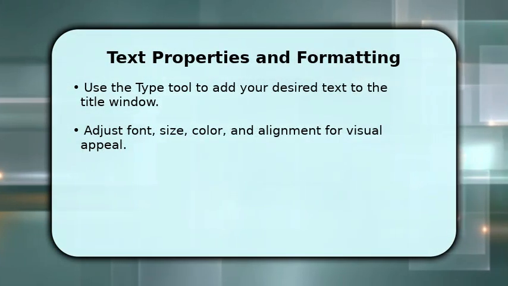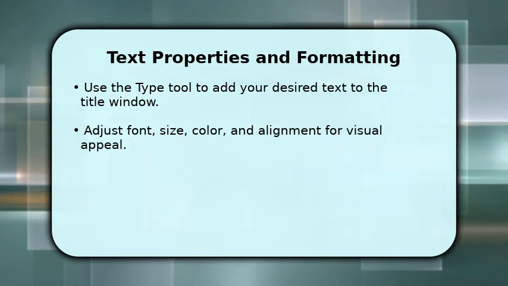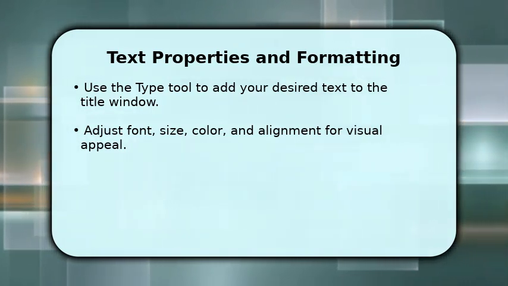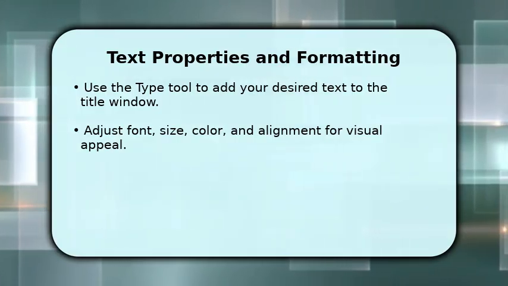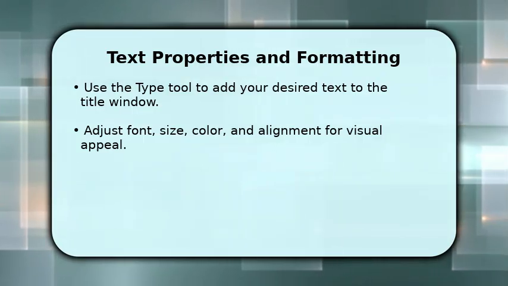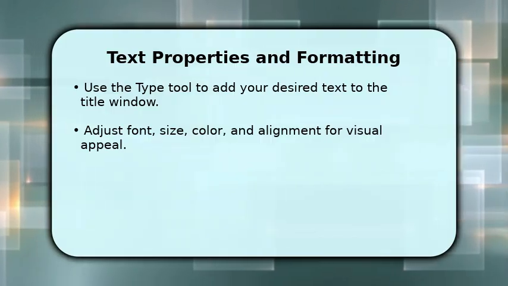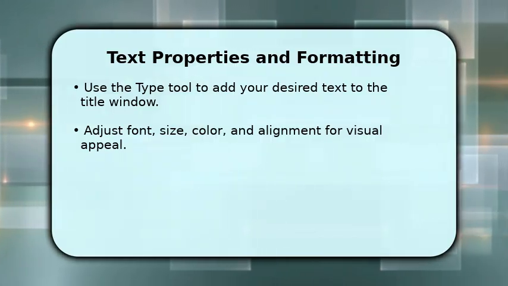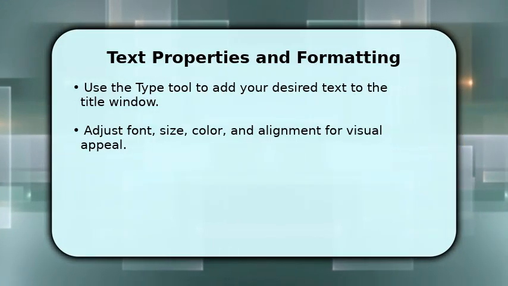Now, within the Legacy Title window, select the Type tool and click anywhere to start typing your content. You can paste text directly or type it out. On the right, you'll find the Title Properties panel. Here, you can customize your text extensively. Choose from hundreds of fonts, adjust the size to fit your screen, and pick a color that matches your video's aesthetic. Experiment with alignment options like center or left, justified for a professional look.